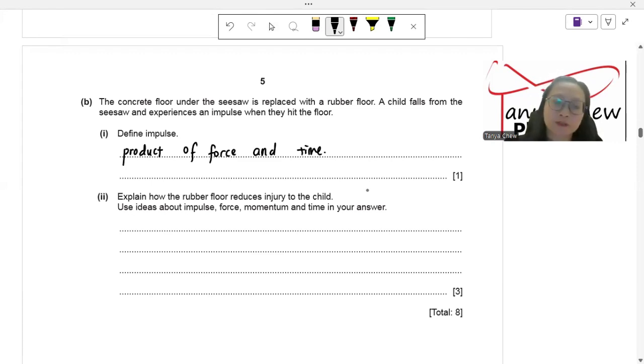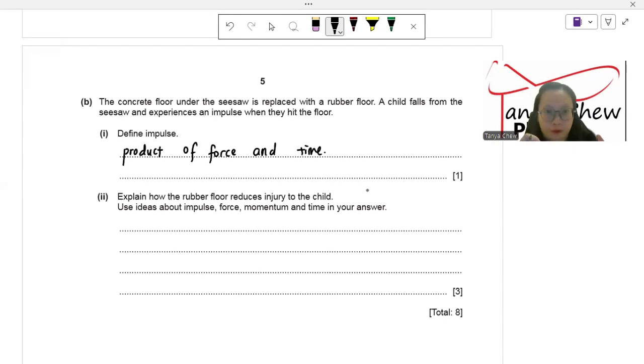Now the second part, explain how the rubber floor reduces injury to the child. Use ideas about impulse, force, momentum, and time in your answer. So they say that this child falls from a seesaw and experiences an impulse when they hit the floor. The impulse is still the same. It is a product of force and time. So what happens when we use the rubber floor instead of a concrete floor?